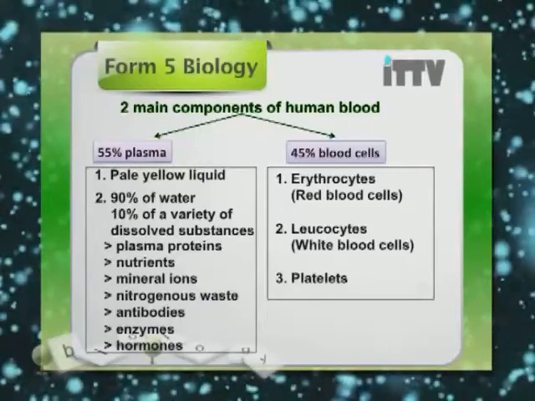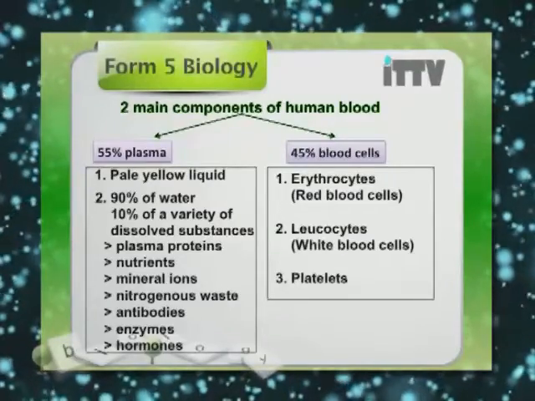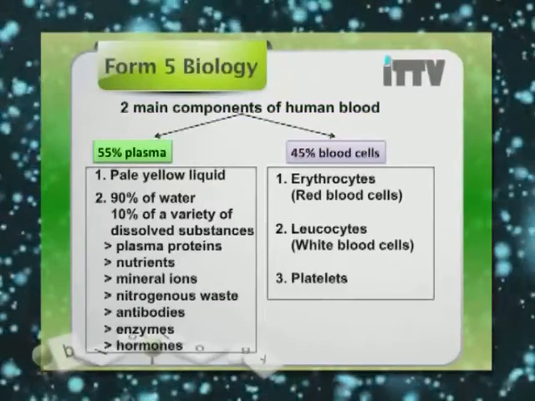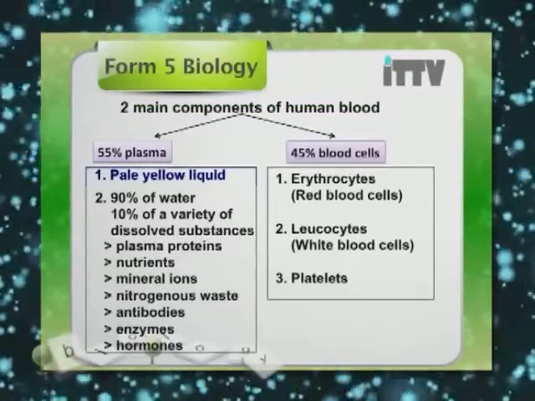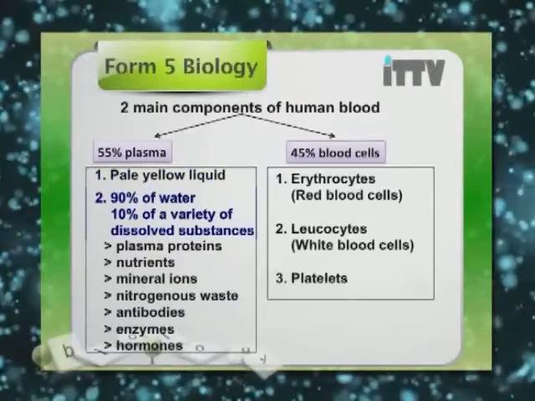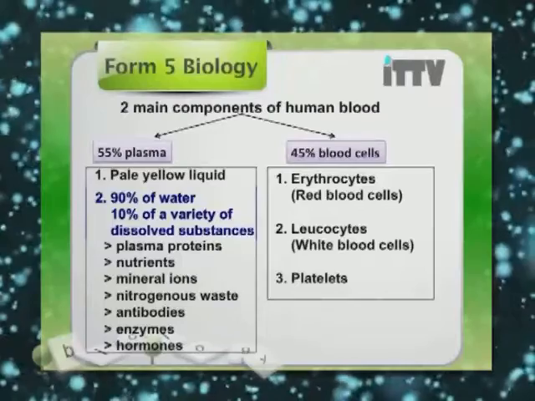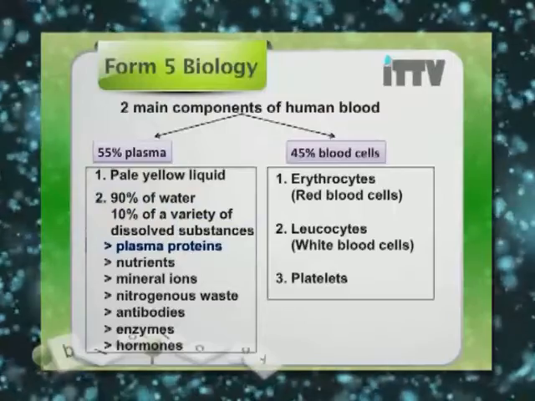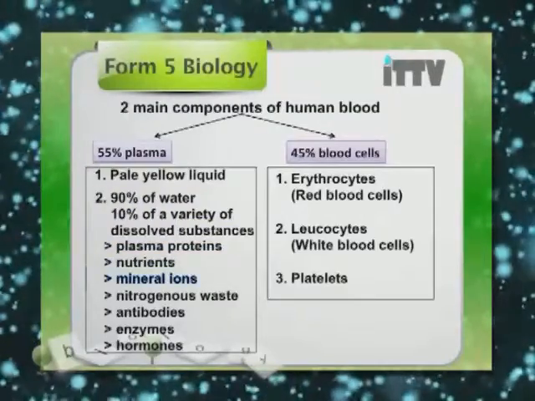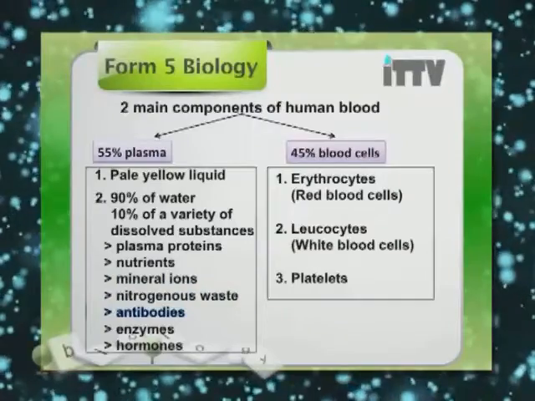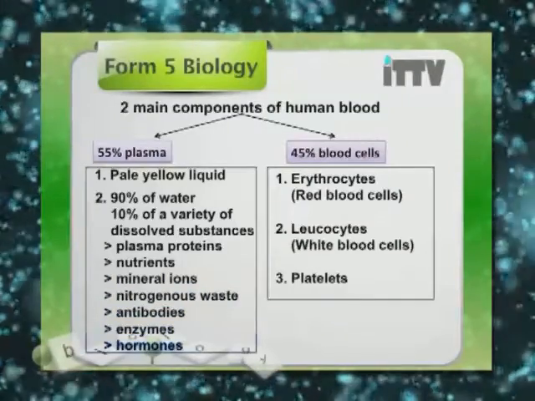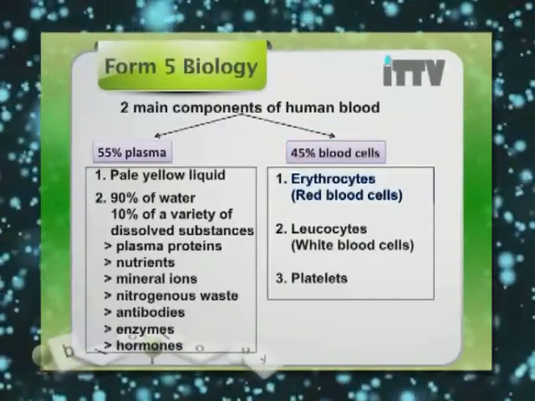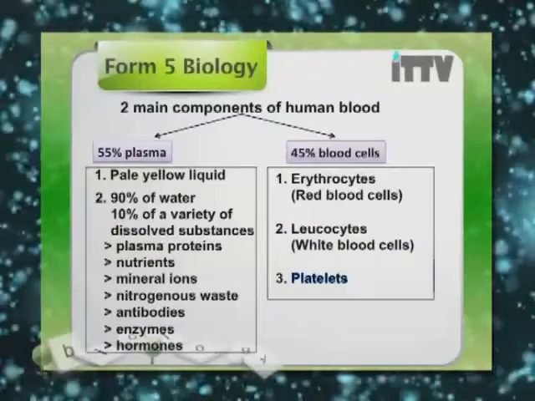The two main components of the human blood, okay, we can see a much more detailed breakdown of the plasma component. The plasma is actually a pale yellow liquid which comprises more than 90% of water. The remaining 10% are a variety of dissolved substances such as plasma proteins, nutrients, mineral ions, nitrogenous waste, antibodies, enzymes, and hormones. While the 45% of blood cells comprises erythrocytes, leukocytes, and platelets.